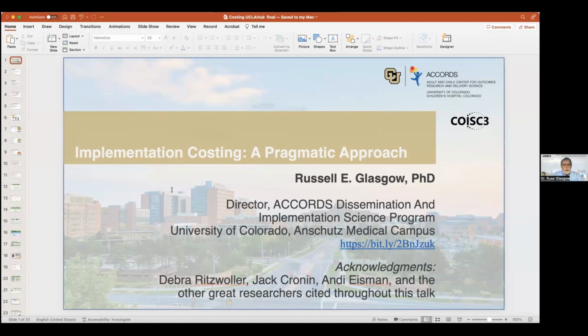I'm going to follow up on this as part of our partnership and drill down much more narrowly to talk about a specific pragmatic approach to implementation costing. And one of our goals here that I'd like to make explicit, it's implicit, is we'd like to demystify some of this and make it a bit less intimidating for you than I know it is for many people here.